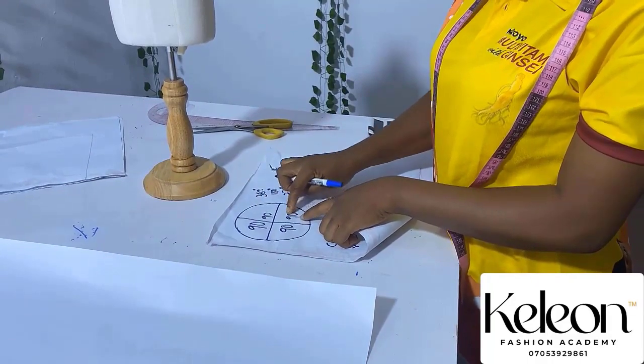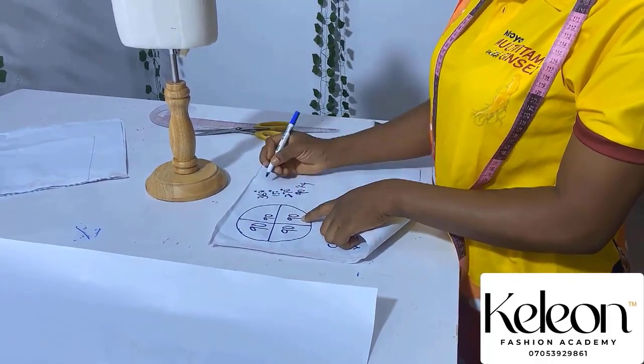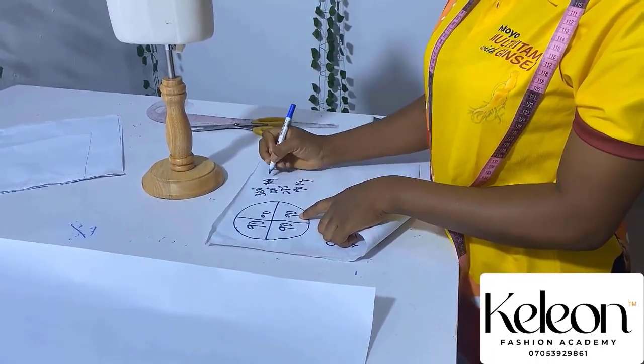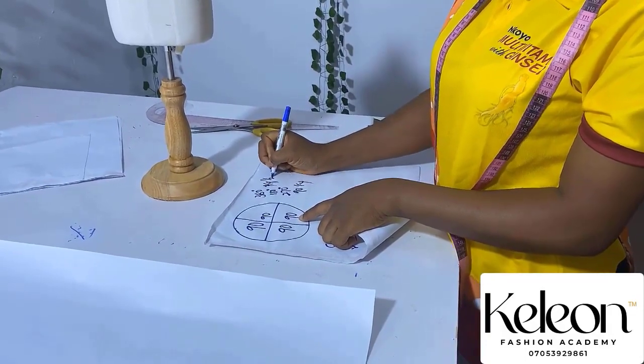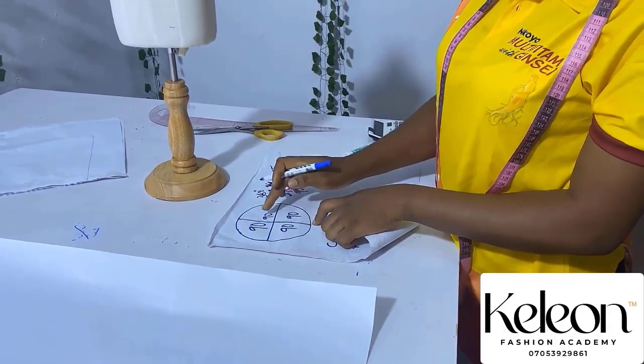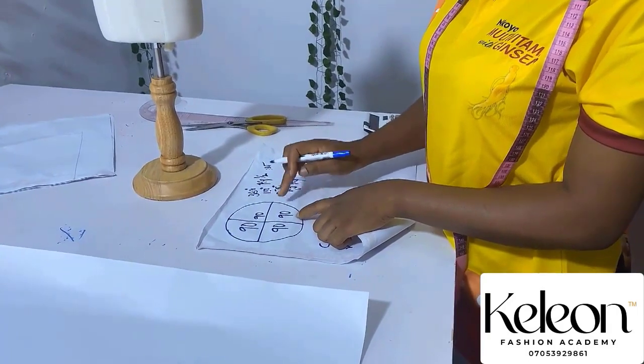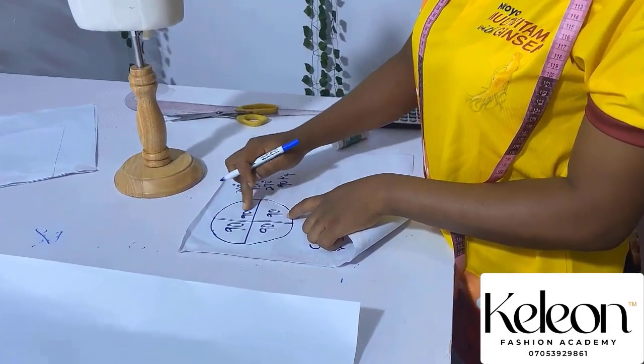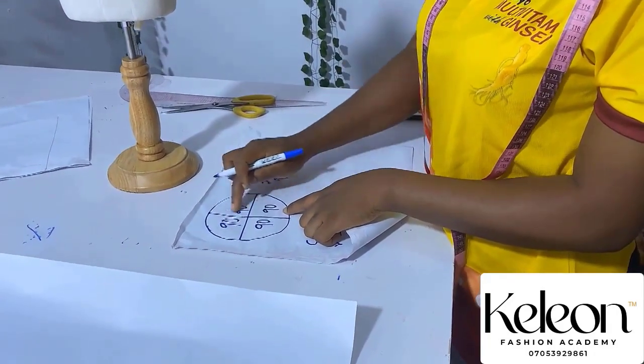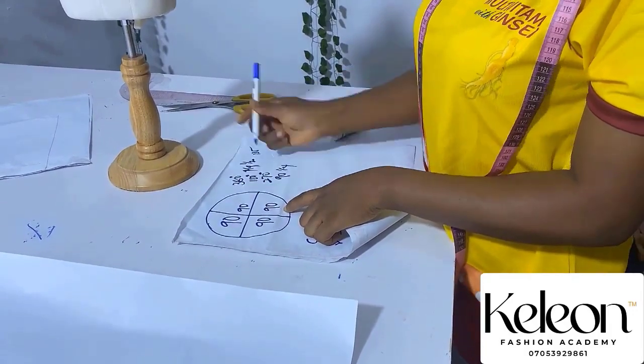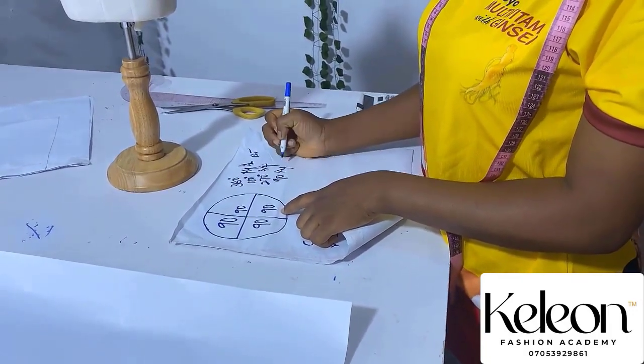2/4 cancels out to give you 1/2, which is half, that is 180. Then 270 is 1, 2, 3. 90 plus 90 is 180, plus 90 is 270. That is 3/4, that's 270 degrees.